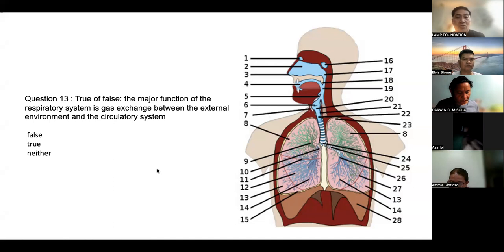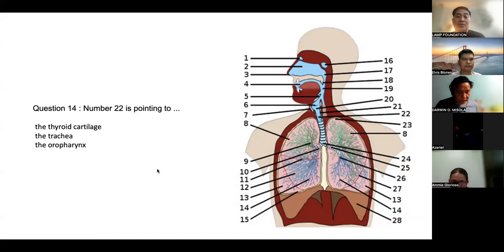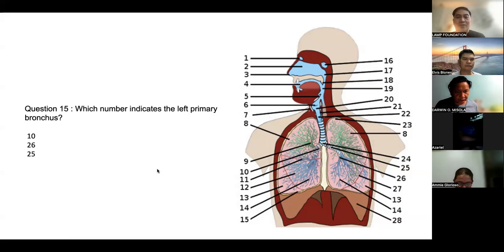Diaphragm. True or false? The major function of the respiratory system is gas exchange between the external environment and the circulatory system. True. Number 22 is pointing to trachea. Which number indicates the left primary bronchus? Number 25.